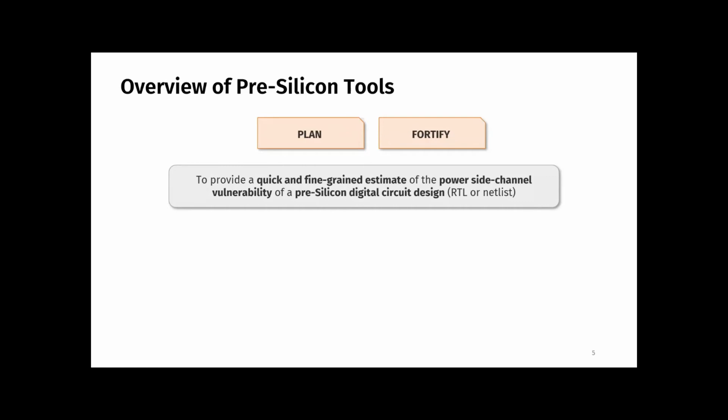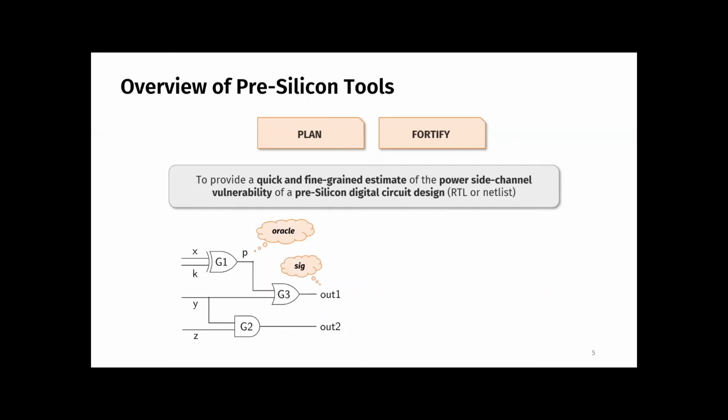To understand the key idea of how these tools work, let us consider an example of a simple circuit where we have highlighted two signals. SIG denotes any typical signal in the circuit, whereas oracle or the reference signal denotes a secret carrying signal in this circuit. So in this case, we can see that the signal P is the output of the XOR operation between some input and a secret key K. So P is considered to be the oracle or reference signal, which carries some secret information in this circuit.